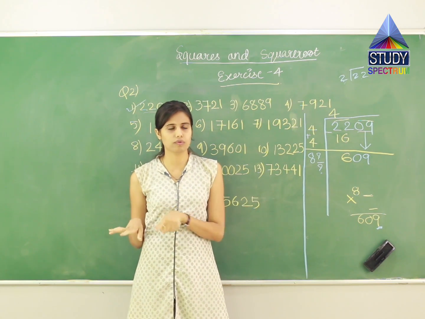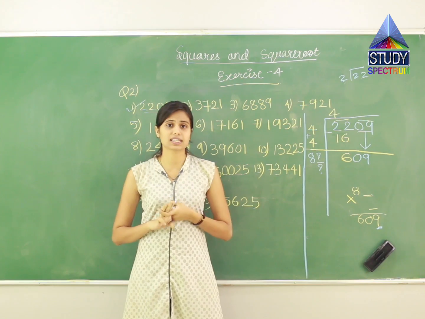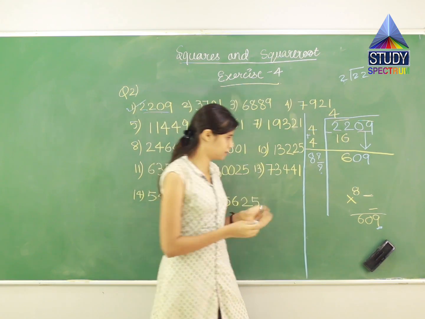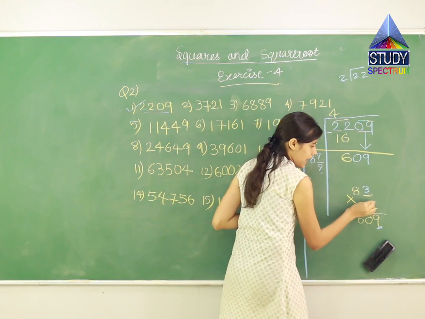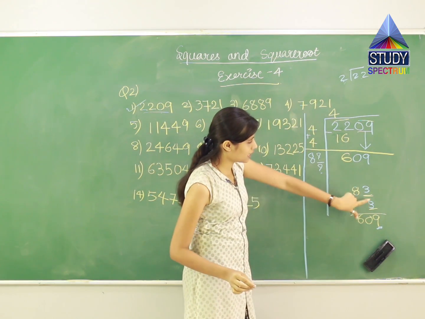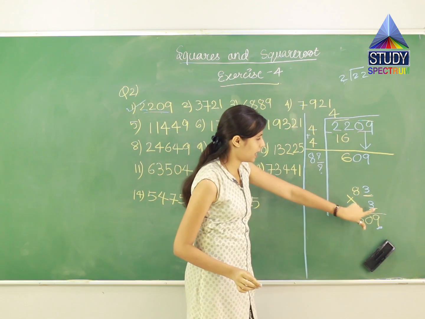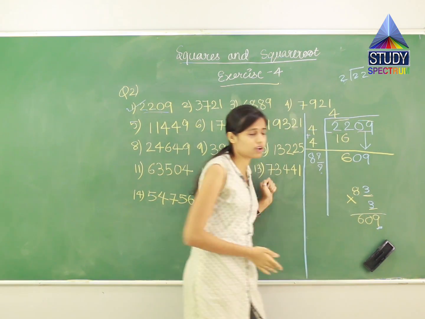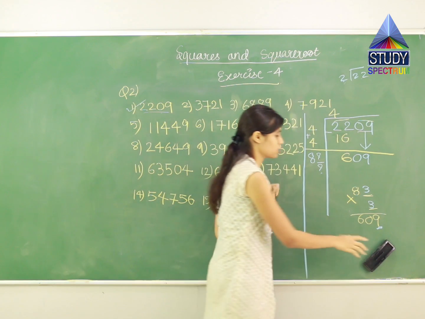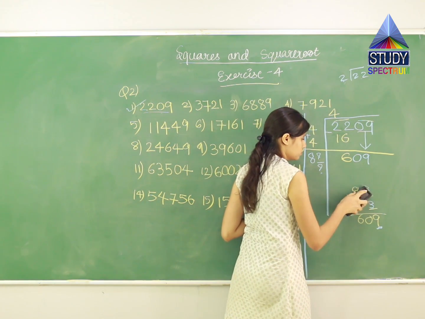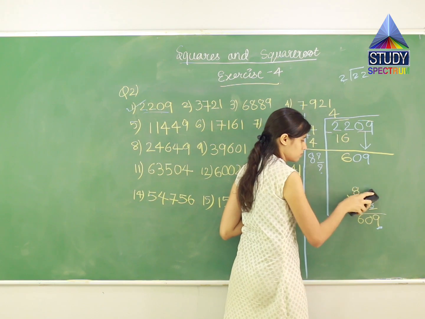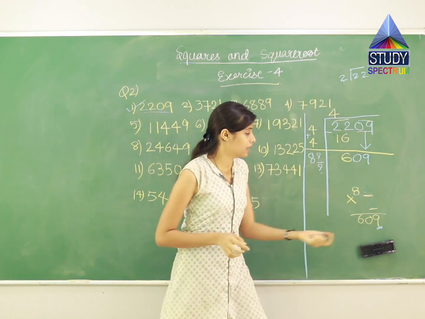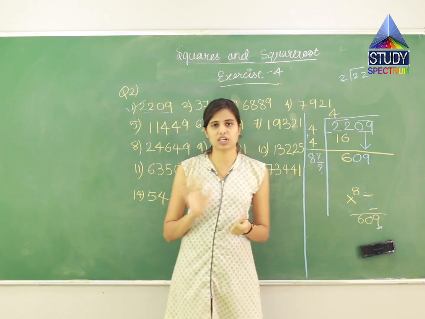So 2 is over, so we cannot take 2. 3. 3 3s are what? 9. We need 9 at the end. So let us try with 3. I will write 3 over here and 3 over here. So 3 3s are 9. 8 3s are 24, which is not possible because here we need what? 60. So 3 is not possible. Now let us try with another number who has 9 at the end. So 3 is also not possible.